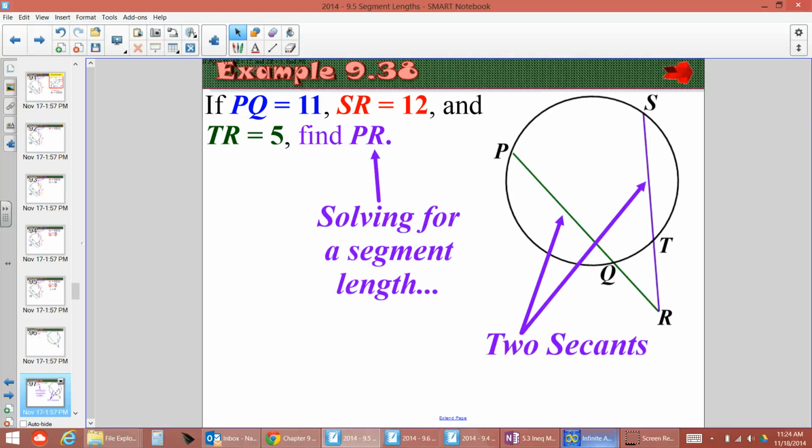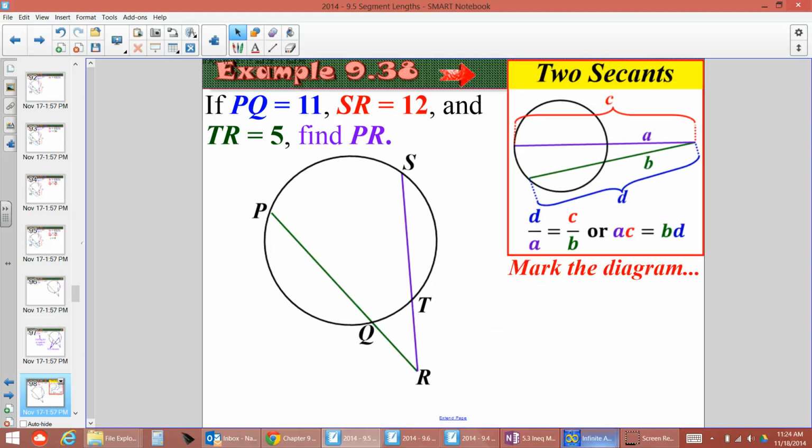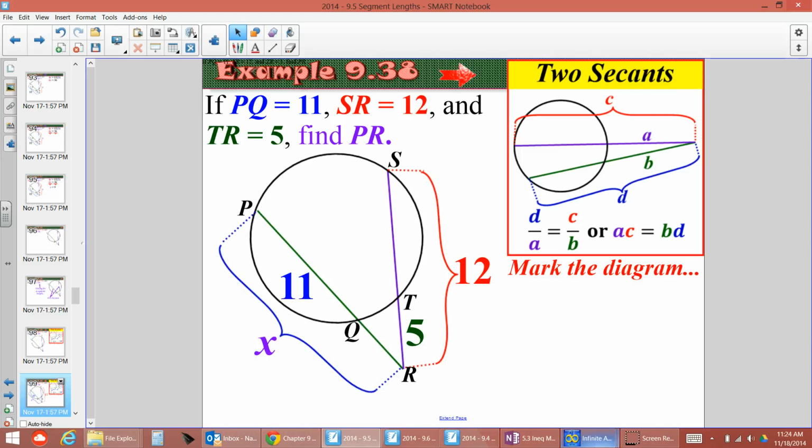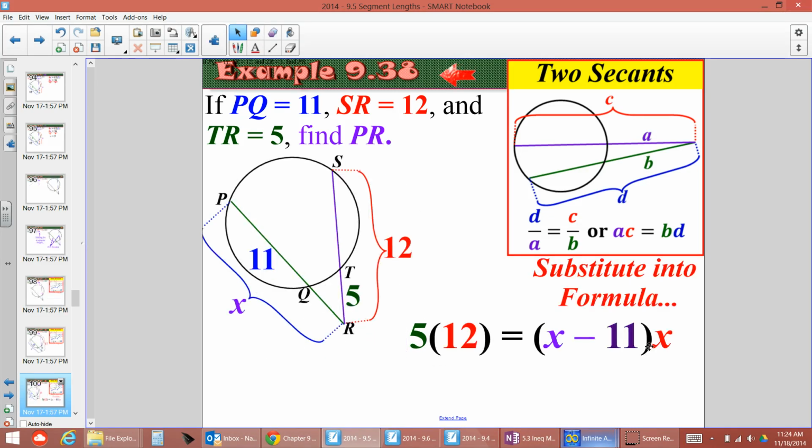Here, again, I have two secants. This one's asking me to find PR. Let's plug in our information. PQ equals 11. PR is what we're looking for. TR is 5. SR is 12. Plug into my formula. Notice how the part that I want isn't 11. I want to have this piece, QR. So instead of putting 11 in here, I have to take x minus 11 to find my value.